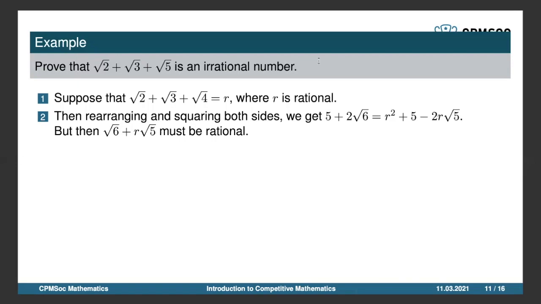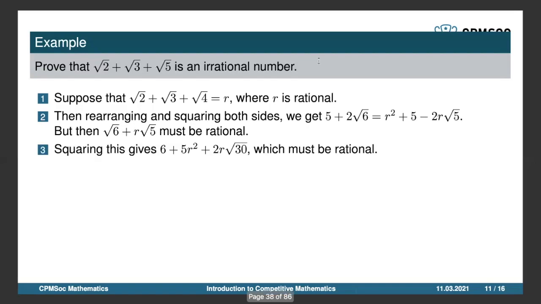Okay, so then we get that square root of 6 plus R times the square root of 5 has to be rational by, again, rearrangement. It's because if you move the 2R square root of 5 to the left hand side and you cancel out the 5s, you'll get square root 6 plus R square root 5 is equal to R squared over 2. So yeah, square root 6 plus R square root of 5 must be rational.